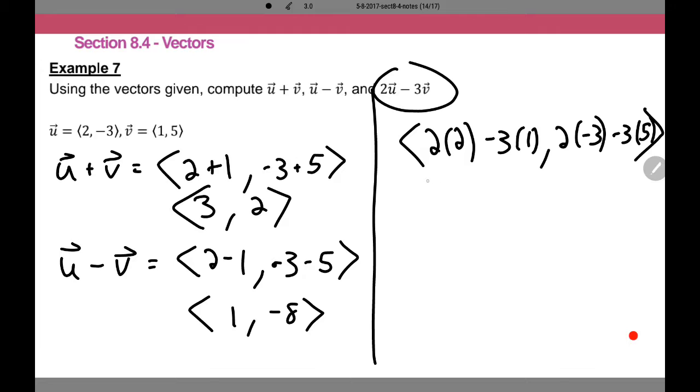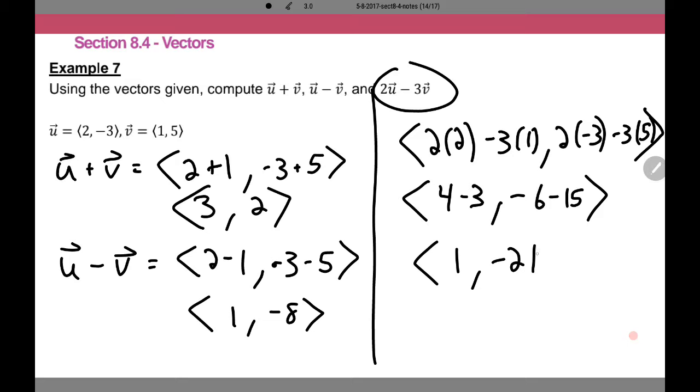So 2 times 2, and we're just going to do the math. 4 minus 3, this is negative 6 minus 15. And we get 1, and that is negative 21. So again, it's not too bad. I think if you take your time, it'll be pretty simple.